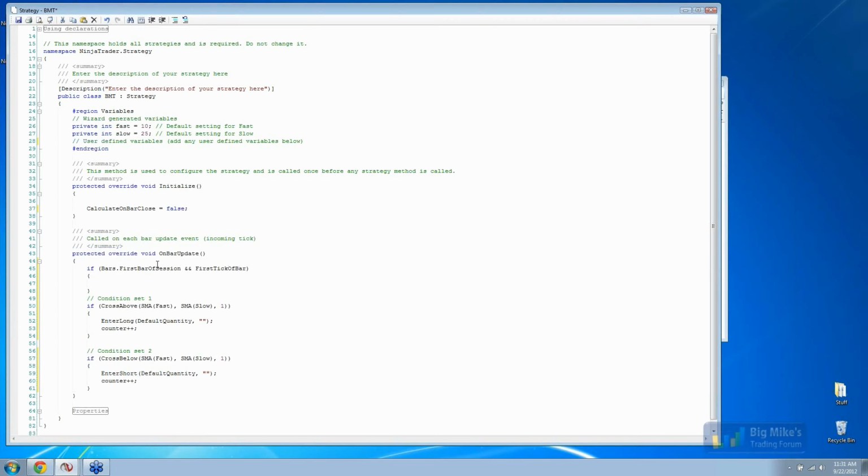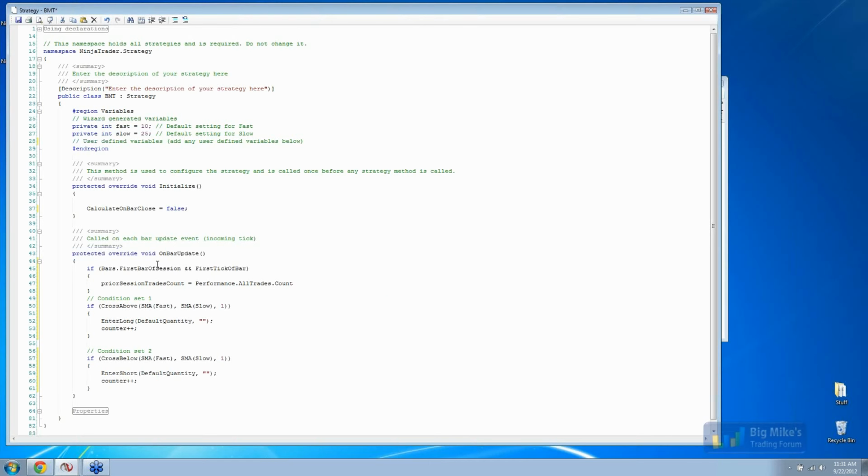To get the number of trades in the current session, I want to know how many total trades I've done in the past and subtract that from the current number of trades. So I'm going to store prior session trades count equals, and I'm going to be using my performance object now. I'm going to go performance dot, let's use all trades, and then get the count on that.